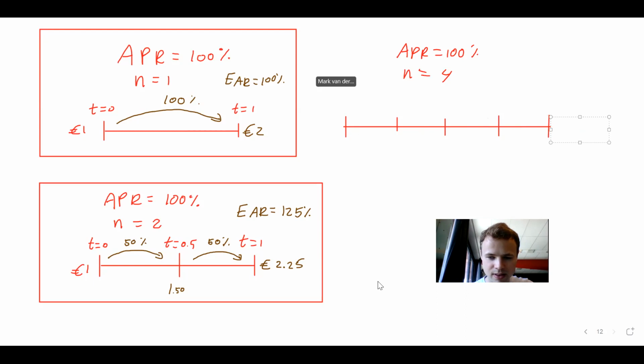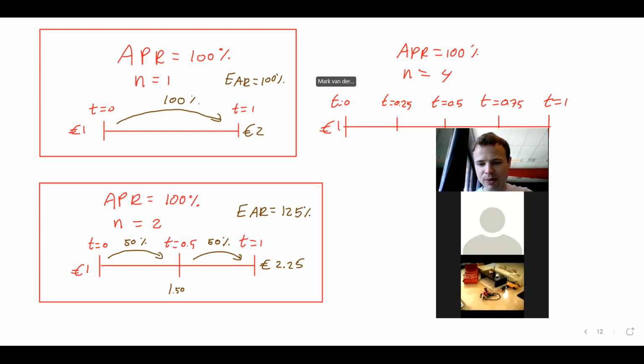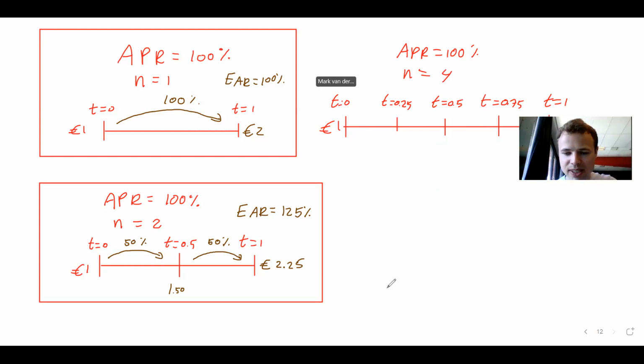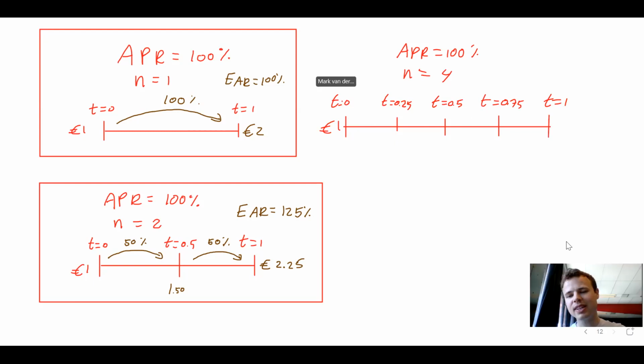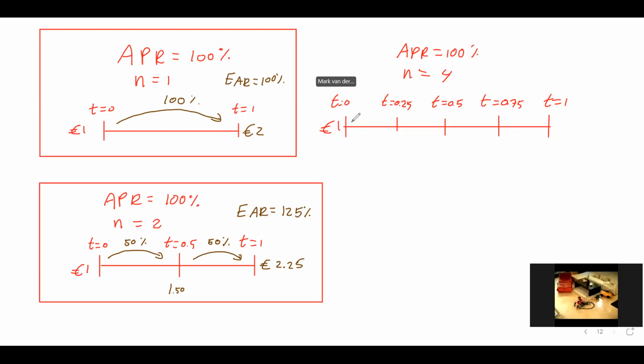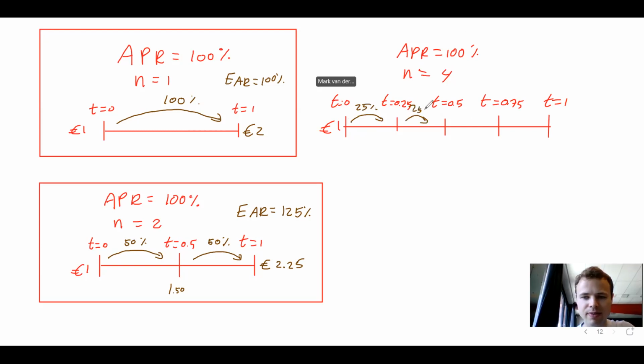Okay. So we start again. T is 0, T is 0.25, T is a half, T is 0.75, T is 1. And I again start with €1. My question to you is, Eyal, how much percent interest do I get each period, each quarter, if I pay it out 4 times a year? 25%. Yes, you get 25% on each period.